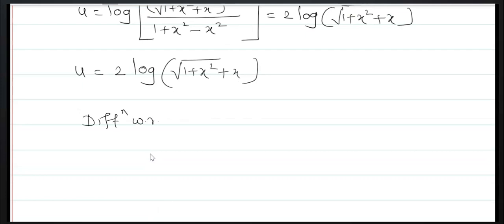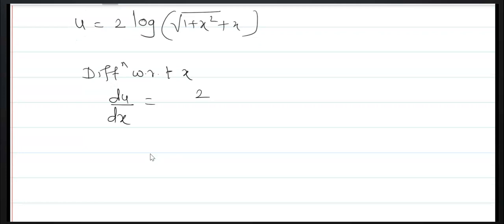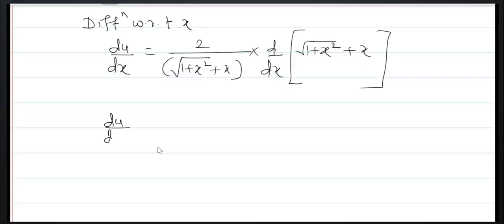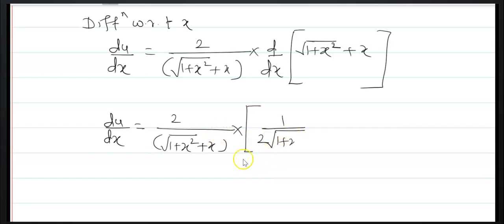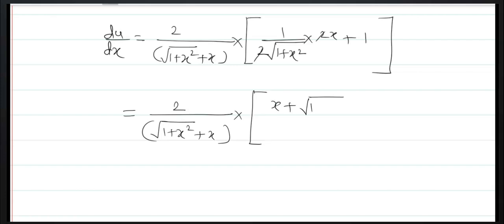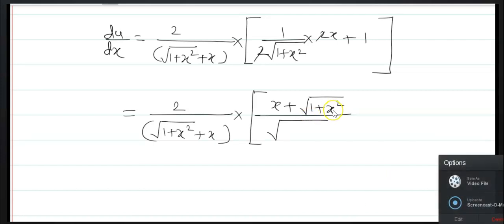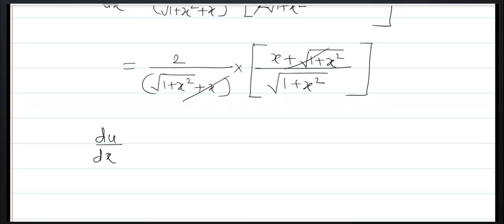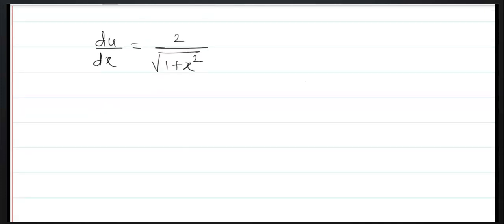Now differentiate this with respect to x. du by dx is equal to 2 upon root of 1 plus x square plus x into d by dx of root of 1 plus x square plus x. The derivative of root of 1 plus x square is 1 upon 2 root of 1 plus x square into the derivative of 1 plus x square, which is 2x, and the derivative of x is 1. If we simplify this, you will get 2 upon root of 1 plus x square plus x into x plus root of 1 plus x square upon root of 1 plus x square. Now x plus root of 1 plus x square get cancelled. You will get 2 upon root of 1 plus x square. This is du by dx.